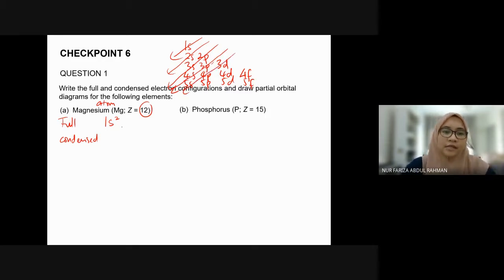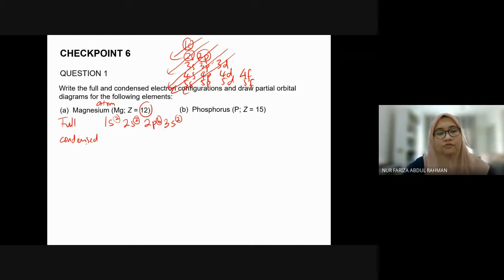Okay, so 1s2, and next will be 2s2. After 2s2 we have 2p6. Okay, 1s2, then 2s2, and then next will be 2p6. Fully occupied, so we have 10 already. Next we need to place two more electrons, so we need to open a new orbital here. So next will be 3s2. Make sure that in total you have 12 electrons.